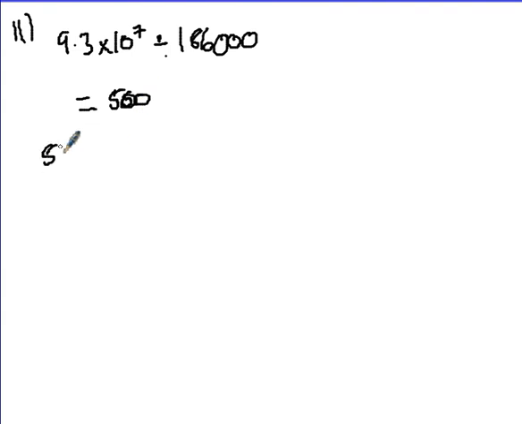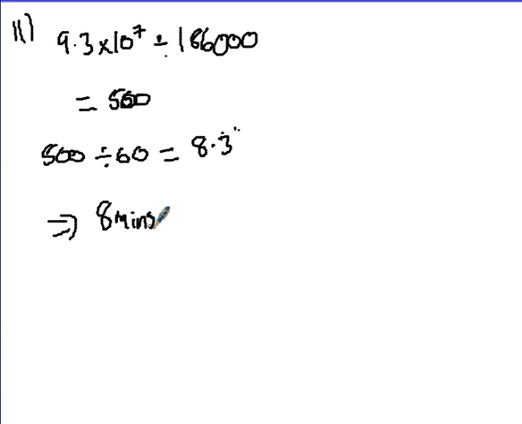So then if we divide 500 by 60, that will tell us how many minutes we've got. It's 8.3 recurring. So that implies we've got 8 minutes and a third, 0.33 means a third, so 8 minutes and 20 seconds for number 11 there.